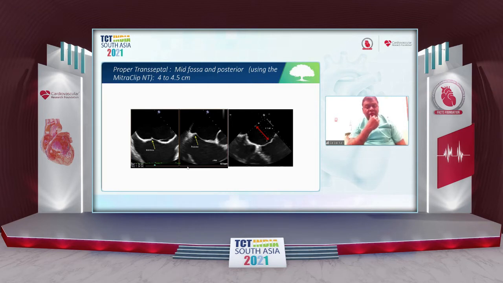And it's important to do 3 sets of views for transeptal. You can do the bicaval view, which gives you the height. You give the short axis view, which is literally 45 degrees, that gives you anterior and posterior position. And the third is the 4-chamber 0-degree view, which gives you an idea of the distance of the transeptal puncture to the valve.